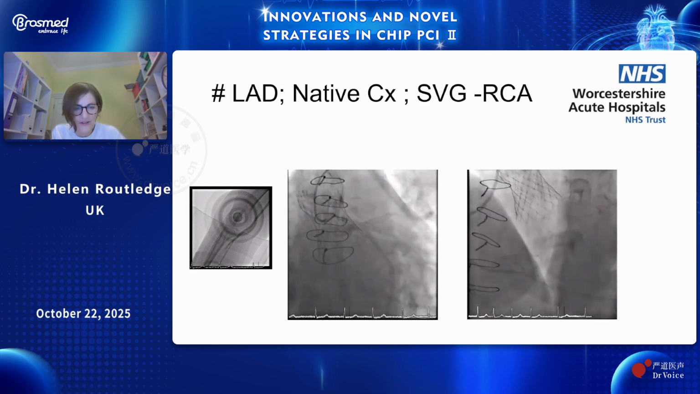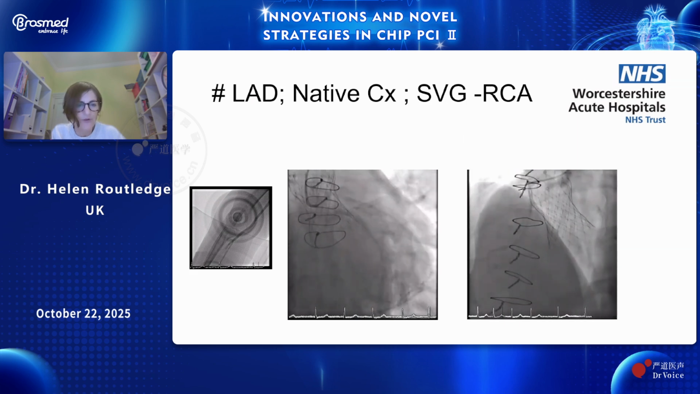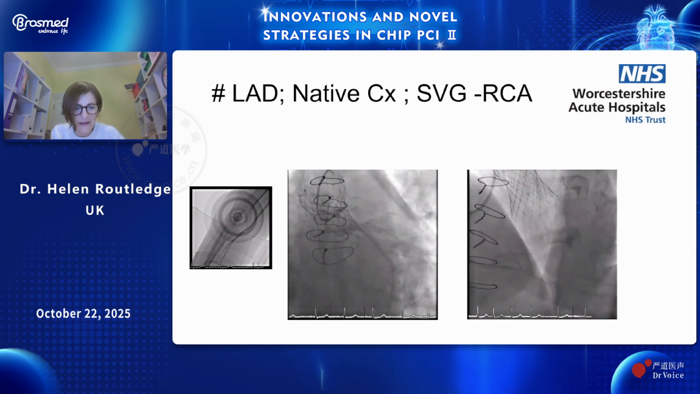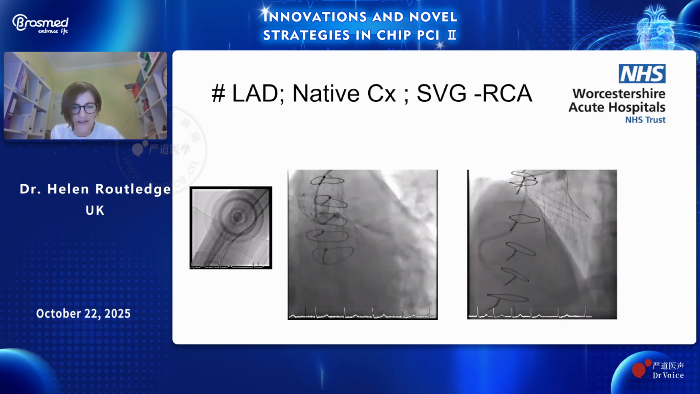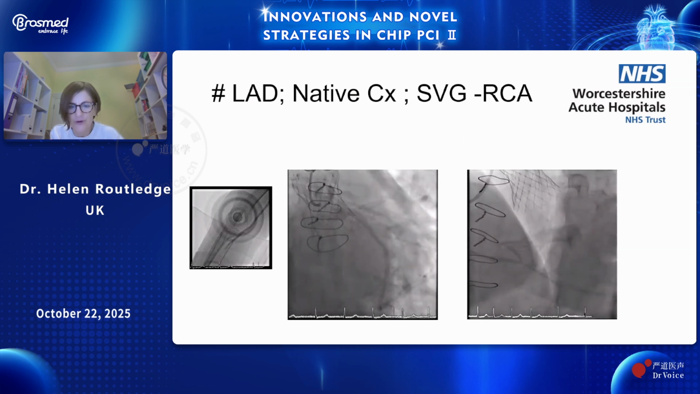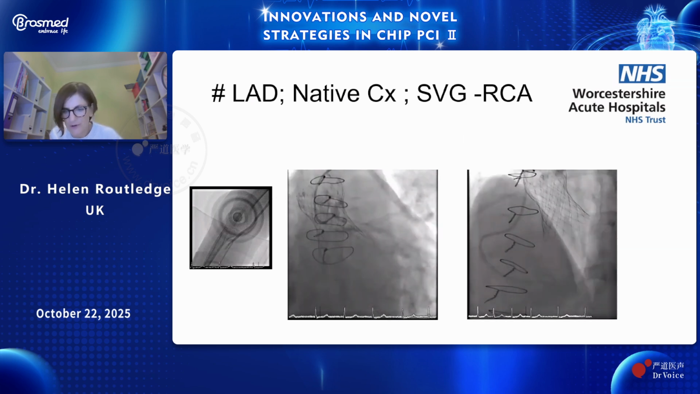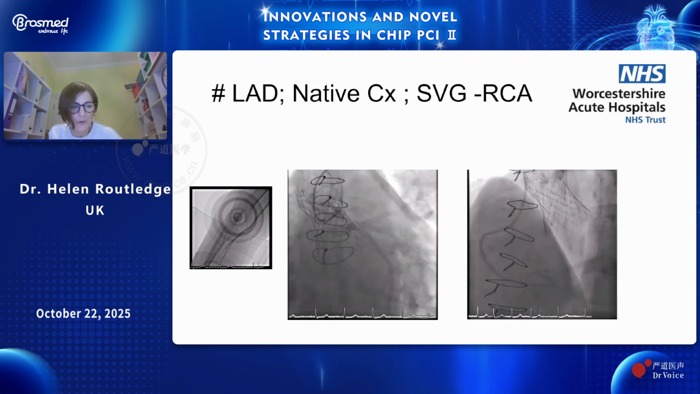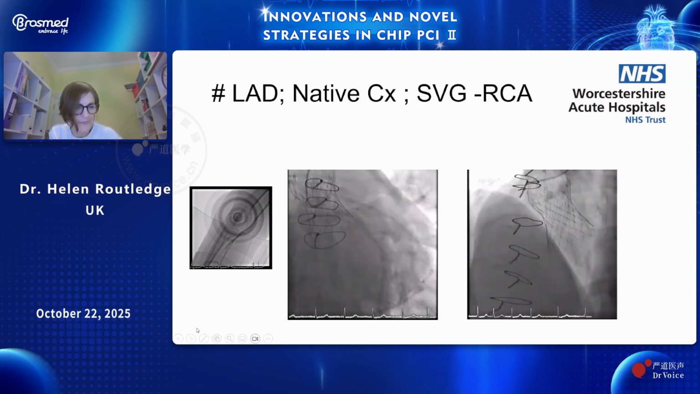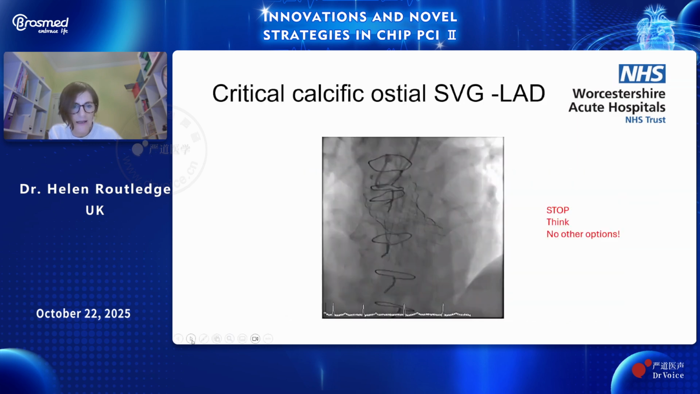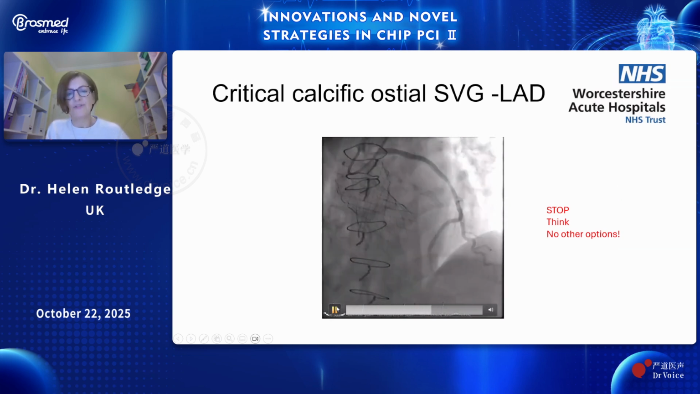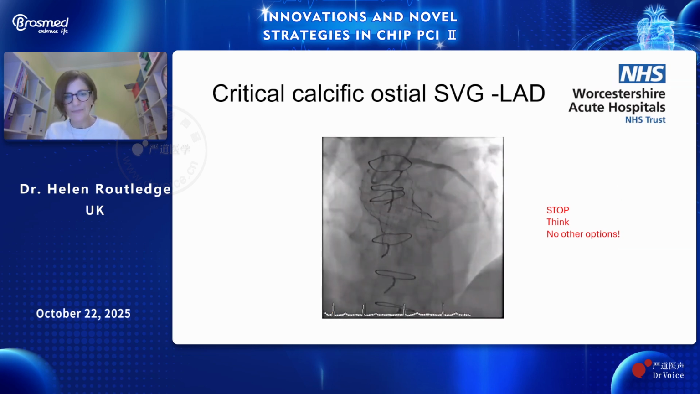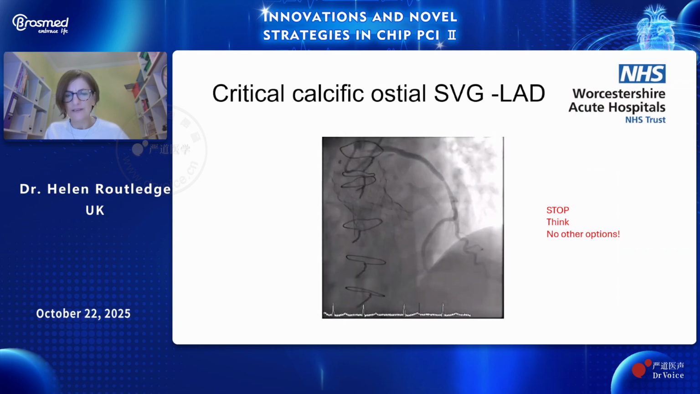We did manage to see the native circumflex, which was open and didn't have anything significant in it. And we saw the vein graft to the right coronary artery, which seemed to have good flow to the distal right. So the pictures looked like it was quick and easy, but it wasn't. And then we found the vein graft, which you'll remember is supplying the LAD and diagonal. And there's critical ostial narrowing of the vein graft.